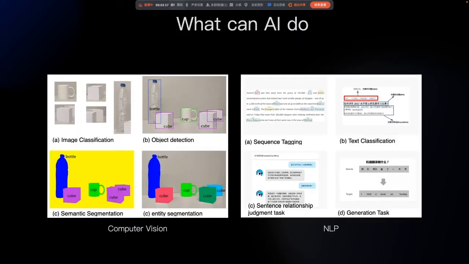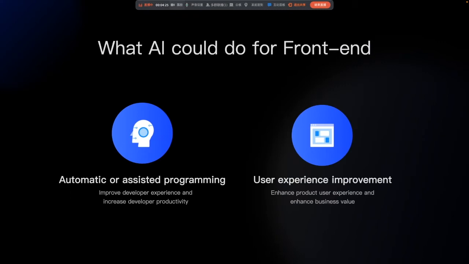Speaking of artificial intelligence, we all know that AI has developed very rapidly in recent years, especially in the area of computer vision and natural language processing. Machine learning and deep learning models have been widely implemented in thousands of tasks like image classification, object detection, sequence tagging, text classification, and etc.